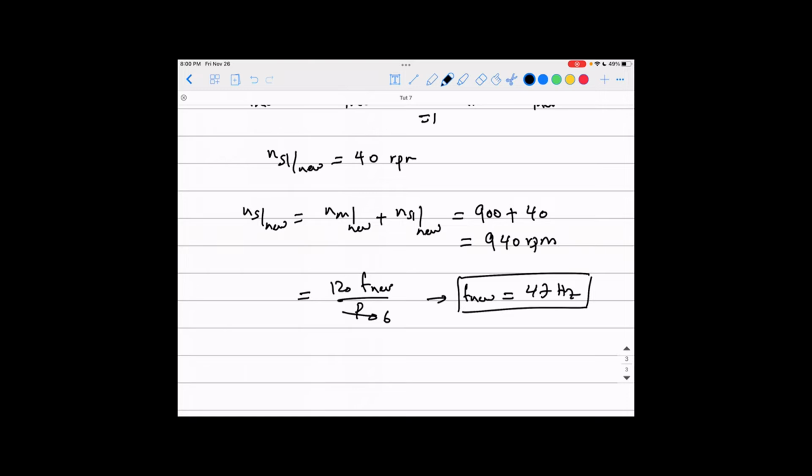That's the frequency you need to drive the motor at to make it just rotate at 900 RPMs while still supplying the same rated torque. Okay, guys?